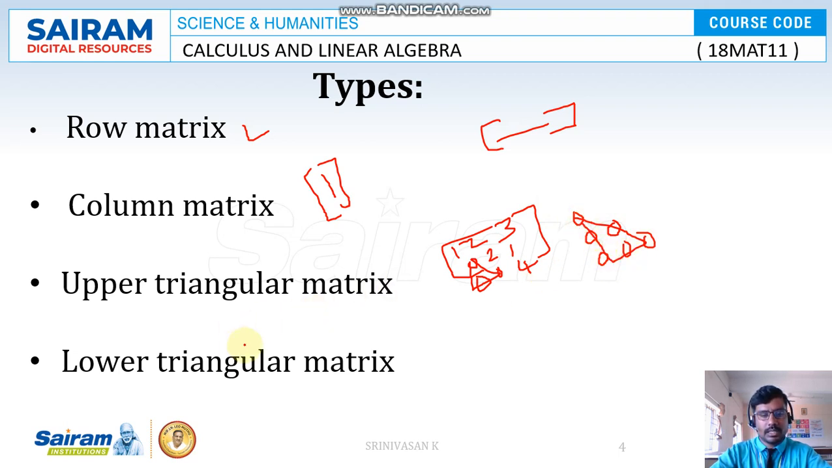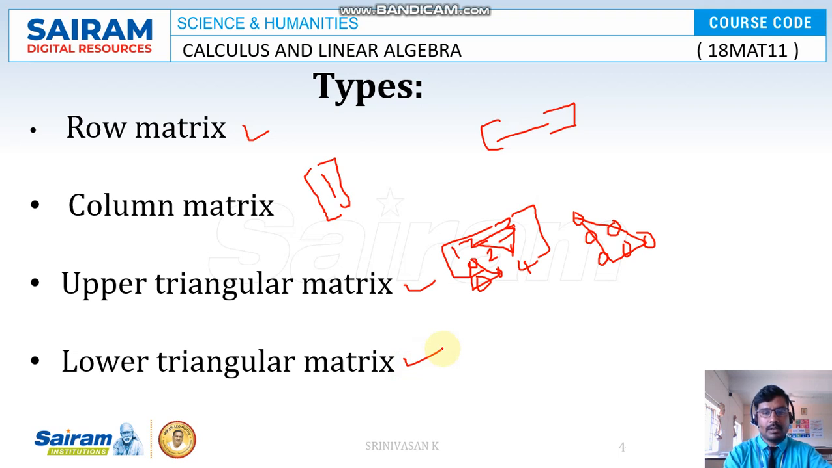As well as the lower triangular matrix. A lower triangular matrix is nothing but, if in the first row the last two elements are 0 and in the second row the last element is 0, it is a lower triangular matrix for a 3 by 3 matrix. Mostly we use the upper triangular matrix and the lower triangular matrix in solving problems.